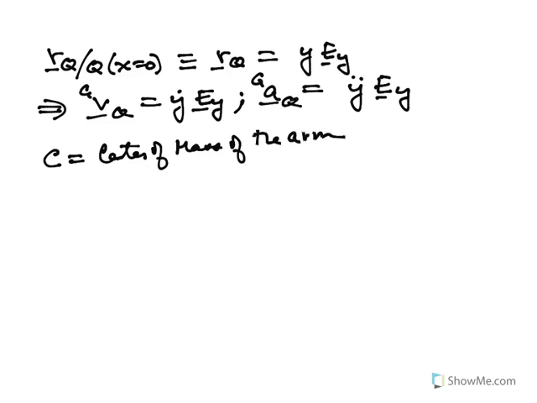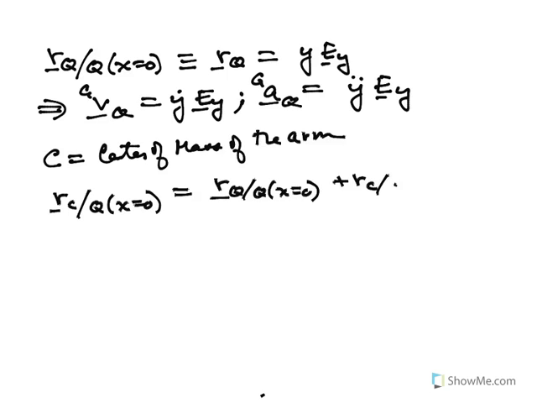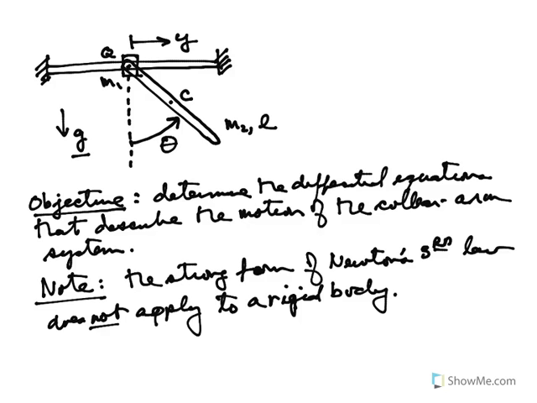And you can see that as a result, I have to measure point C from where Q was when x equals 0, because that is the inertially fixed point. So this is equal to the position of Q relative to where Q was when x equals 0, plus the position of C relative to Q. So that's equal to y Ey plus L over 2 ER, because the center of mass of the arm is a distance L over 2 from the point Q.